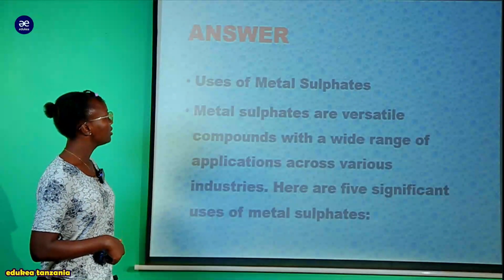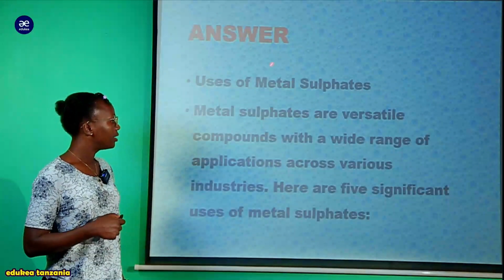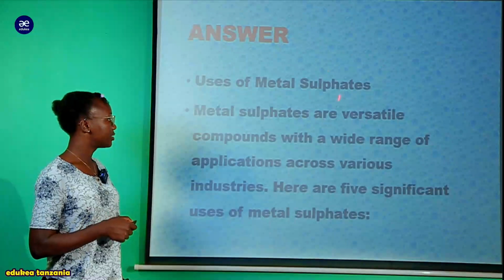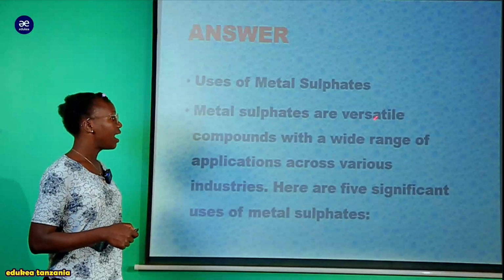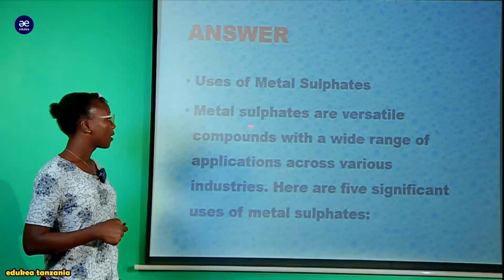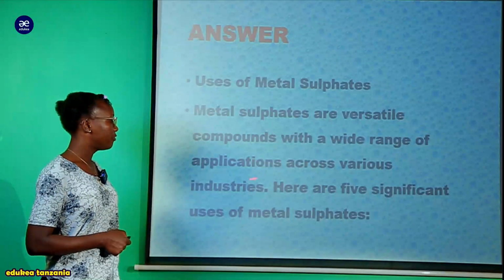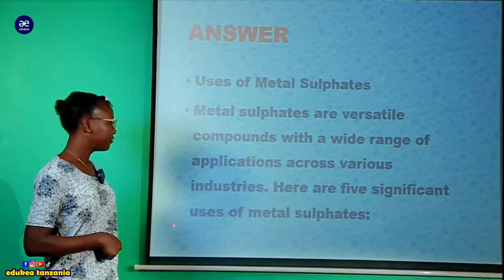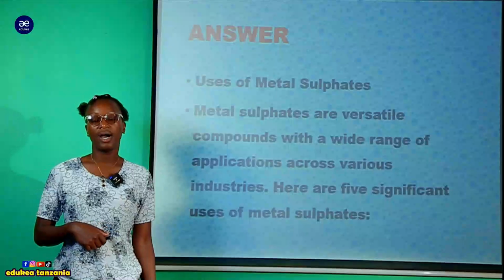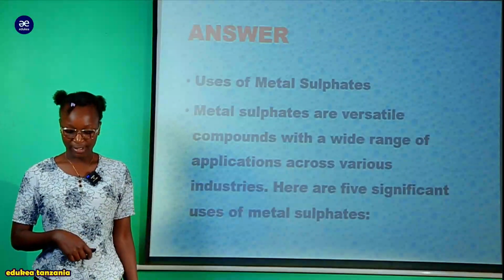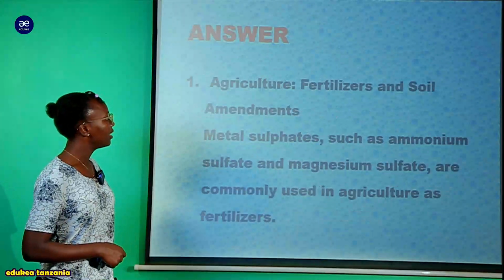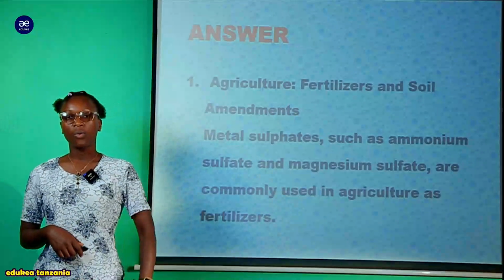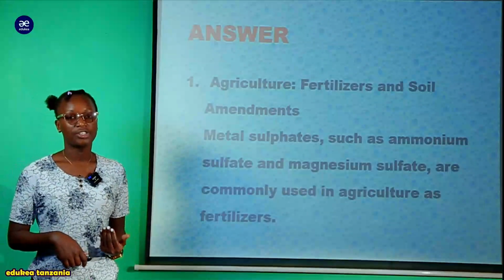So here my student, I tried to put a simple introduction concerning the uses of metal sulfate. Metal sulfates are versatile compounds with a wide range of applications across various industries. So here are 5 significant uses of the metal sulfate. Now, the first one is in the field of agriculture.